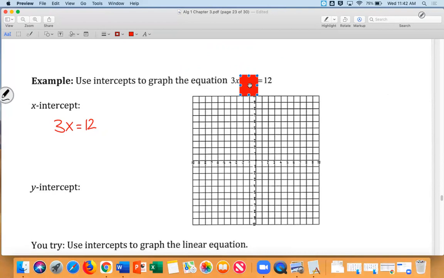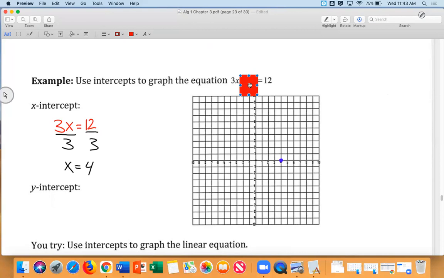So now I'm simply going to divide by 3 and I get x equals 4. We good? So everybody come to where 4 is on my x-axis. That's right there, and put a point.